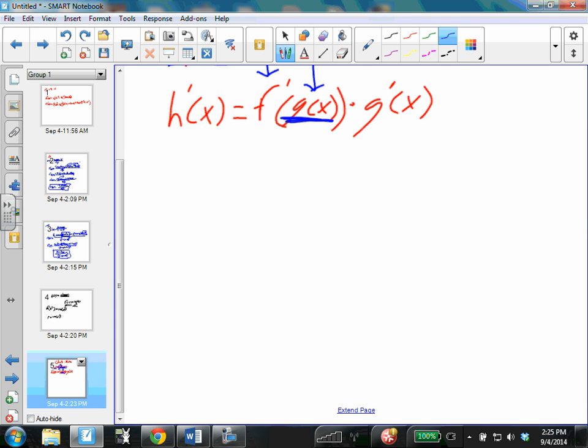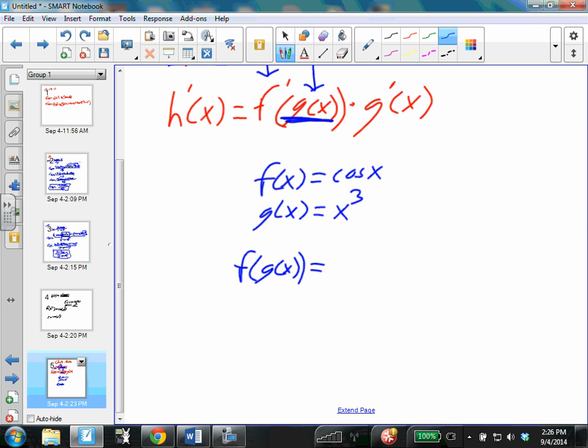If f of x is equal to cosine of x and g of x is equal to x cubed, and we want to find f of g of x. Right, so we want g of x to be put inside of f of x. So what I'm going to do is, g of x is x cubed, so I'm going to change this to f of x cubed.